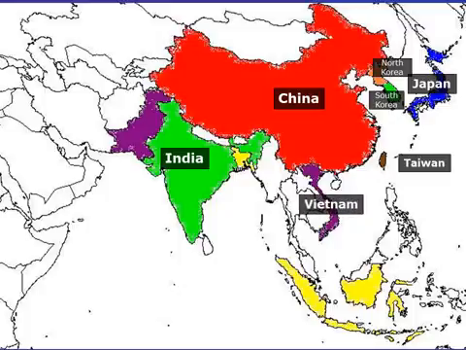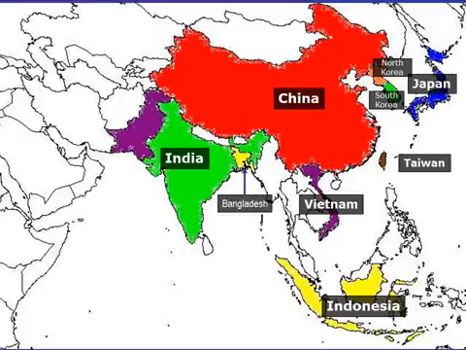South of Vietnam we'll find the long island nation of Indonesia. Indonesia is kind of a long name. Indonesia is also kind of a long country with lots and lots of different islands. Now if we turn over towards India, we will find Bangladesh. Bangladesh is sort of enclosed on three sides by different parts of India. And to the west of India, we'll find Pakistan.